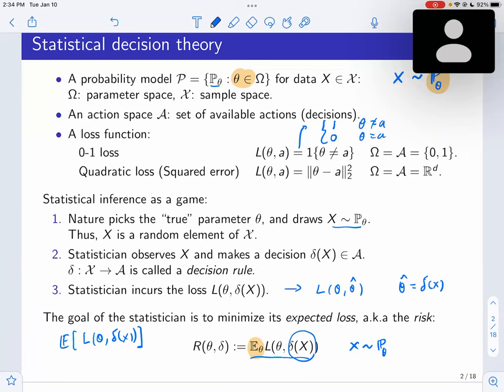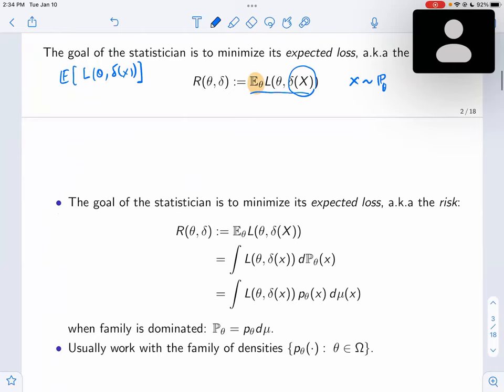I just want to point out in the next slide, you can write this formally as an integral. But as we'll see, usually you don't write things as integrals. You can just compute that expectation by using properties of expectations. But if you want to formally write it, that's one way of writing.